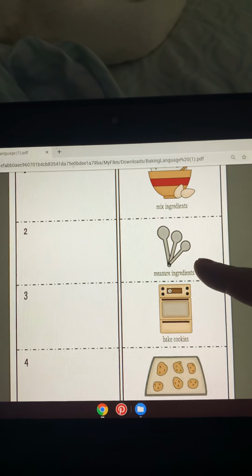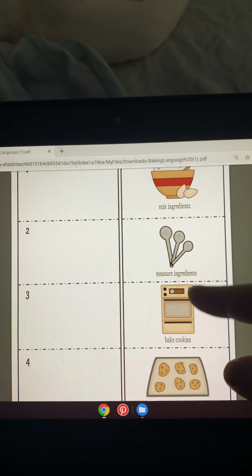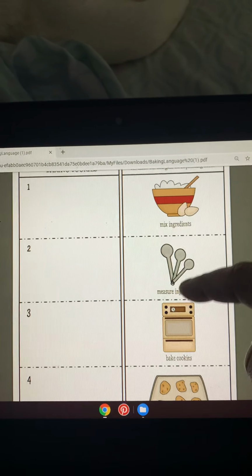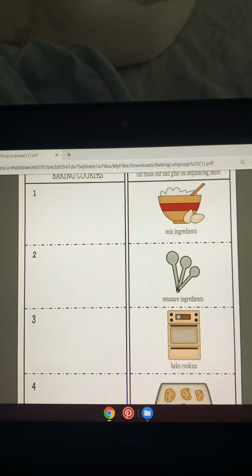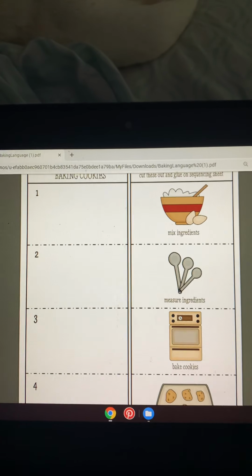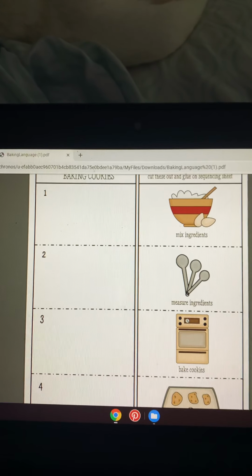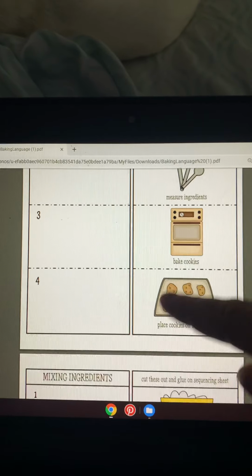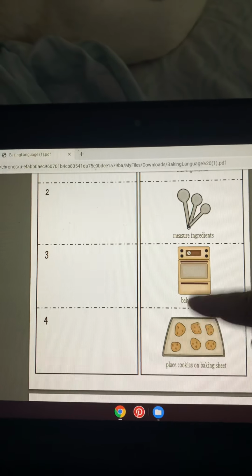So you're going to measure the ingredients. Ingredients are the pieces, the parts of the dough, right? All the things that you put in to make the cookie dough. You're going to mix those ingredients together. And also sometimes when you're baking, they have you mix the dry ingredients like the flour and the sugar. And then they have you mix the wet ingredients like the eggs and the milk. And then you mix them together separately. And then at the end, you mix them all together. Then you place them on the baking sheet. And then you bake them.